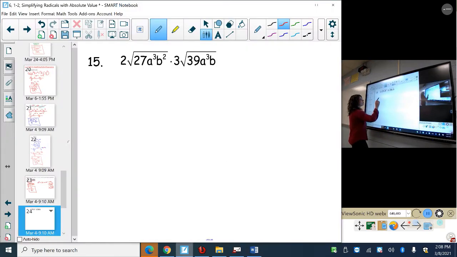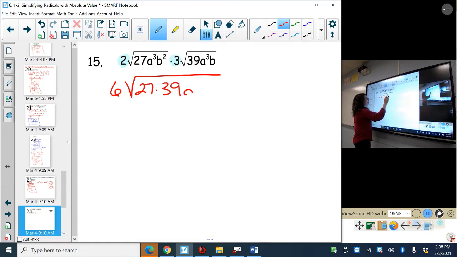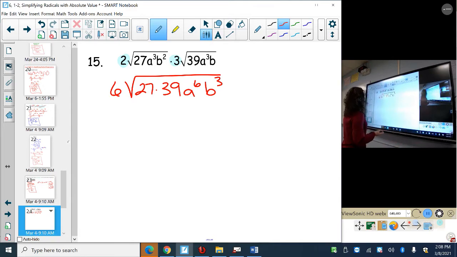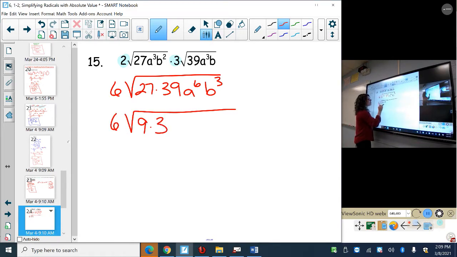So if I go ahead and do that, I'm going to marry the outside, 2 times 3, which gives you a 6. The square root of 27 times 39, A to the 6th, B to the 3rd. Now I didn't do 27 times 39 because I don't know what that is off the top of my head. So what I'm going to do is break this down into perfect squares. This is 9 times 3. 39 is going to be 3 times 13.